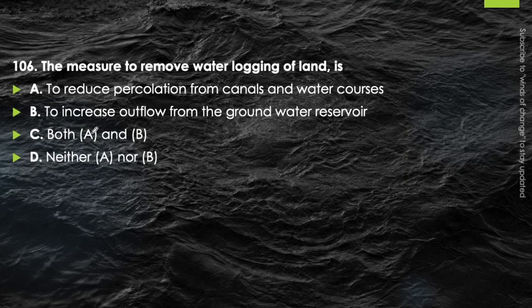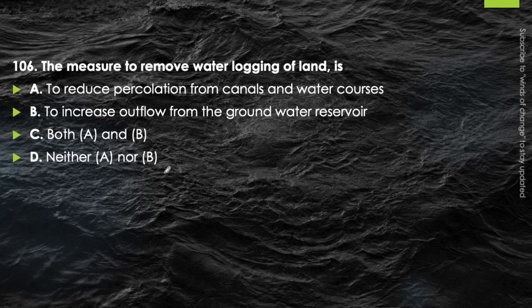Next question. The measure to remove water logging of land is to reduce percolation from canal and water courses, or to increase outflow from the groundwater reservoir, or both A and B, or neither A nor B. Think about it.